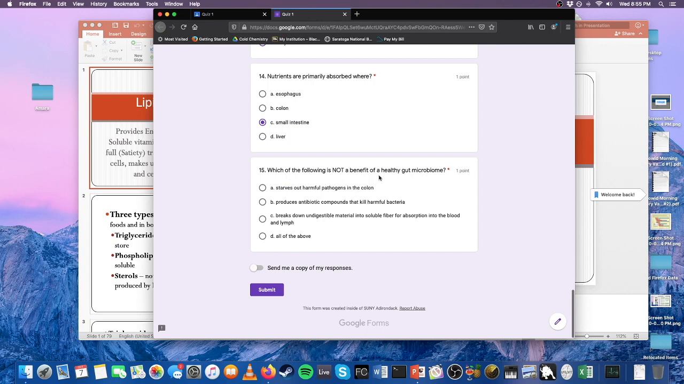So this question I made a mistake on. This should just say which of the following are benefits of a healthy gut microbiome. So I apologize for people who got this wrong. I will fix this question in my grade book so that you don't get it wrong. Nobody gets this question wrong. All right, so that's quiz 1. Hopefully you all did it, and the next one will be posted soon.